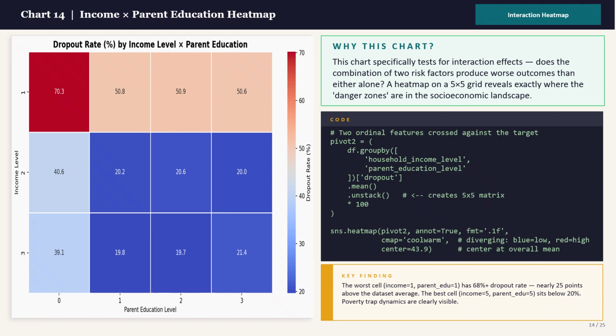So we first set the two ordinal features, and then we move on to create the graph using Seaborn again. And the key finding was that the worst cell, which is income equal to 1 and parent education equal to 1, has a 68% plus dropout rate and is nearly 25 points above the dataset average. The best cell, however, which was income equal to 5 and parent education equal to 5, sits below 20%, and the poverty trap dynamics here become clearly visible.